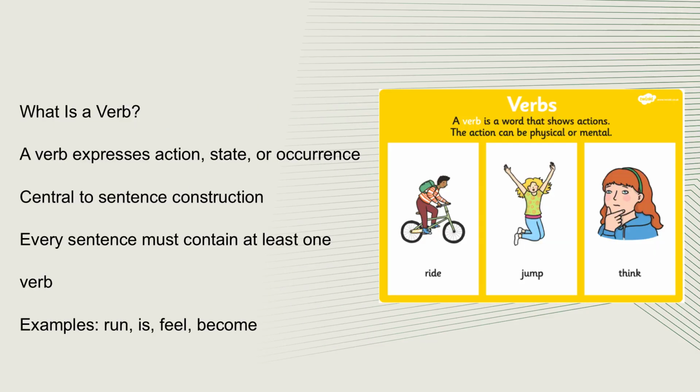What is a verb? Let's understand what a verb really is. A verb shows action, state, or an event that takes place. Every complete sentence must contain at least one verb. Examples include run, is, feel, and become. Without verbs there would be no movement or meaning in a sentence.